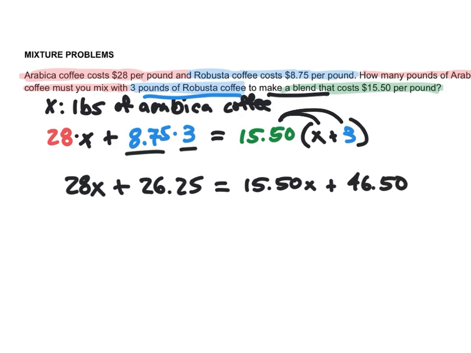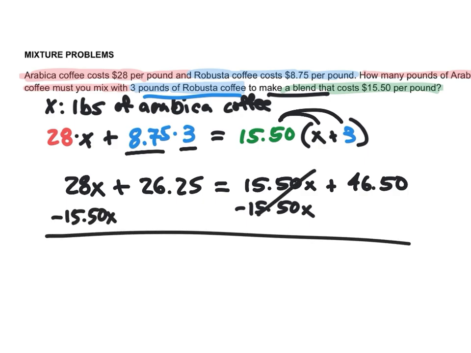Now, from here, what I want to do is move my x's to one side and my numbers to the other. And because I've got 28 here and 15 that I'm going to combine, I'm going to move this 15 over to keep my numbers positive. So what I'm going to do is subtract 15.50x from both sides.